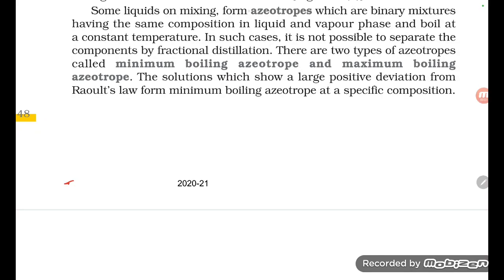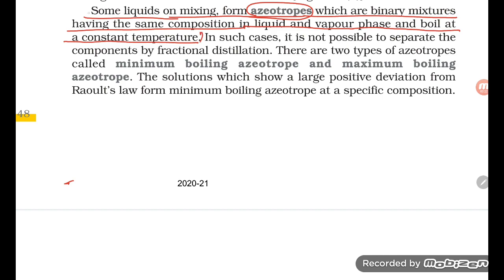Let's try to understand the azeotropes, student. We are going to understand what azeotropes are. Some liquids mix to form azeotropes, which are binary mixtures having the same composition in the liquid as well as in the vapor phase and boiling at a constant temperature. This is what is called an azeotropic mixture.